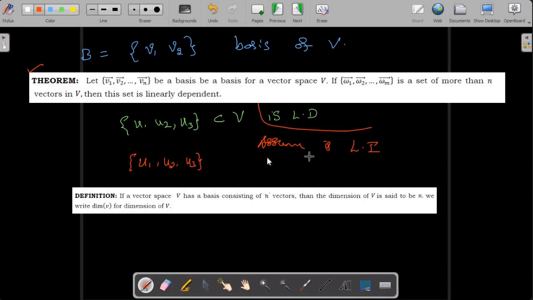Let's assume that it spans. If it doesn't span, what does that mean? There is some vector in the vector space which cannot be expressed as a linear combination of these three. Then what can we do? You found one more vector, let me assume that is u4, which does not depend on u1, u2, u3. Then you include that vector in this set, u1, u2, u3, u4. Now this set becomes linearly independent.